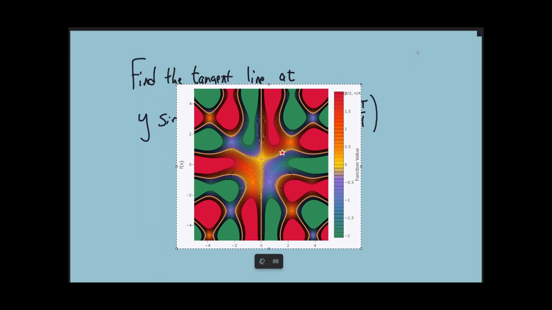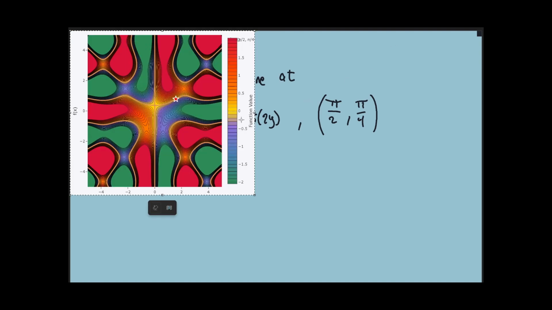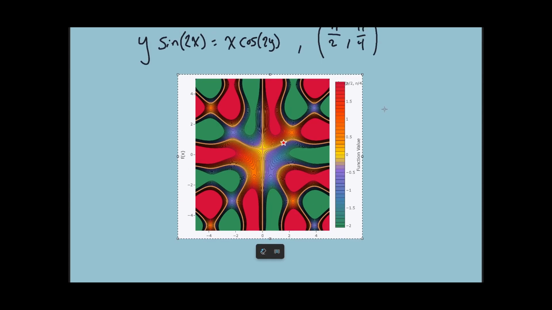Now this star here is the point that they've asked us for. See this? Pi over 2, pi over 4. I put a star there. I'll bring it down a little bit so you can look at it. This is what these functions look like. Isn't that cool? It should be three-dimensional, but I color-coded it in 2D.